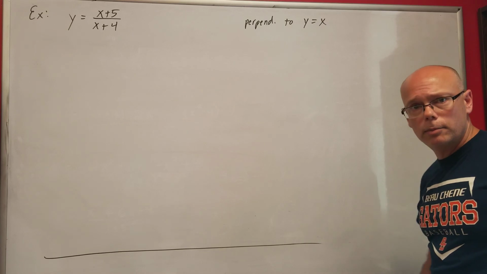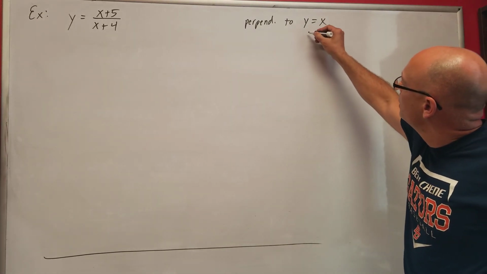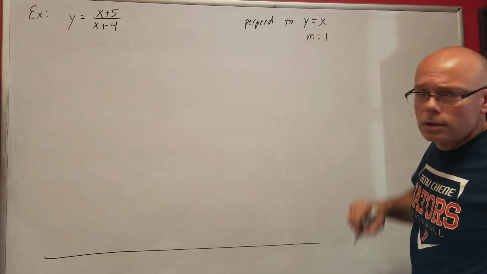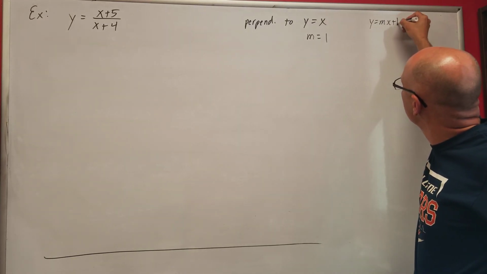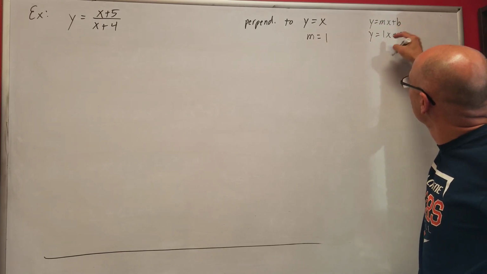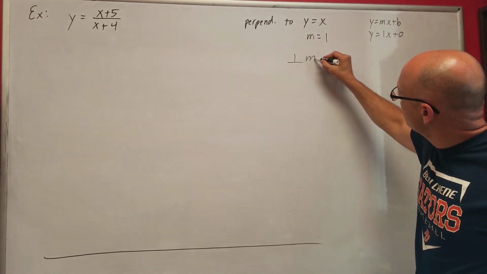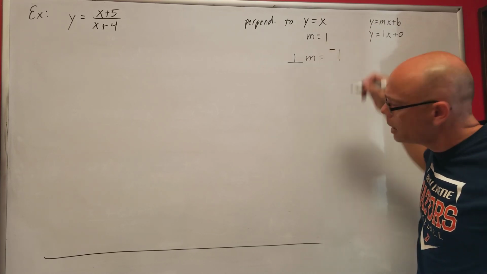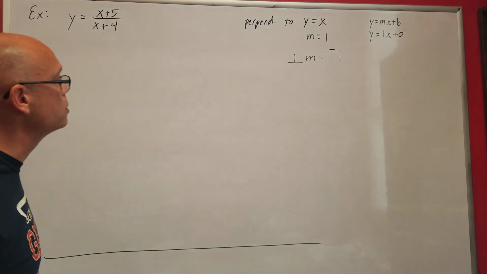Let's recall what we learned about perpendicular lines in college algebra. This line right here has a slope of what? 1, right? There's an understood 1. It's in the form y is equal to mx plus b whenever it's written like this. So m is 1. The perpendicular line is going to have a slope of what? The reciprocal, which is still 1, but the opposite sign, which is negative. Remember, perpendicular lines have slopes that are opposite signs of reciprocals for the most part.